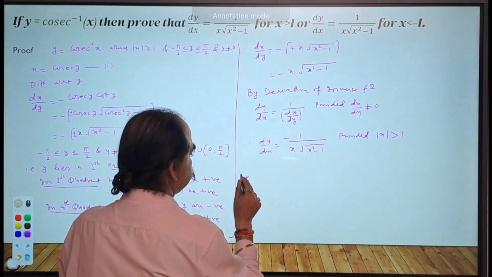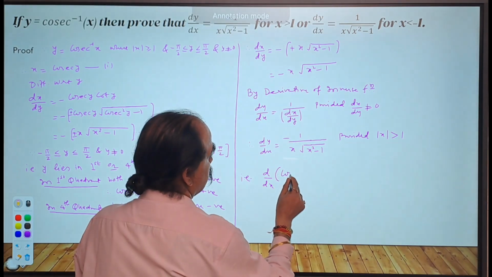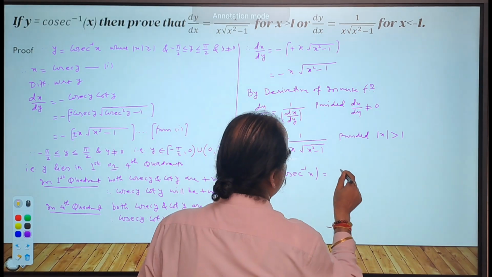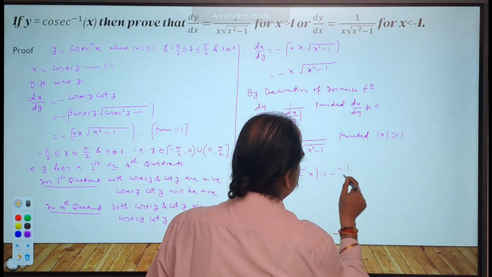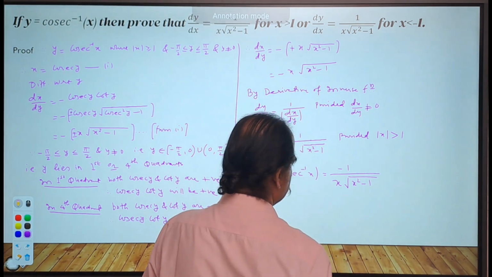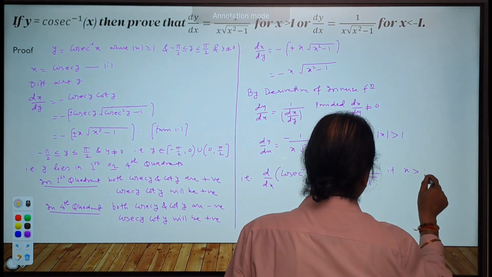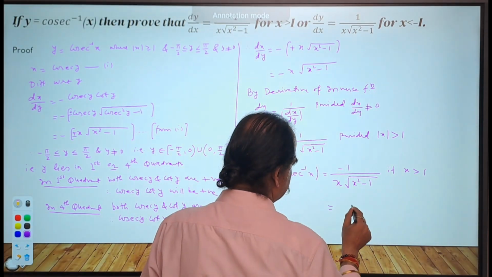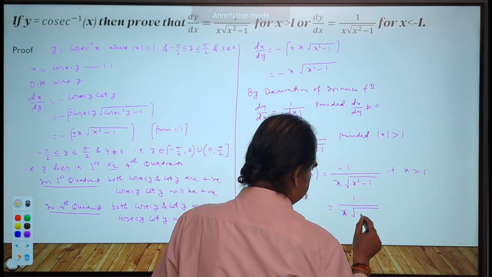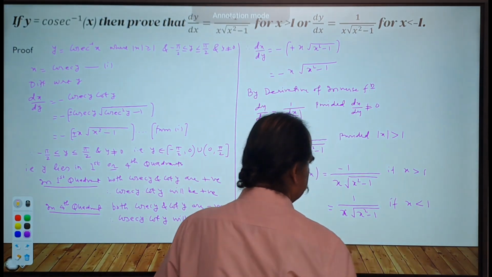That is, d by dx of cosec inverse x is equal to minus 1 upon x root x square minus 1 if x is greater than 1. It is equal to 1 upon x root x square minus 1 if x is less than minus 1.